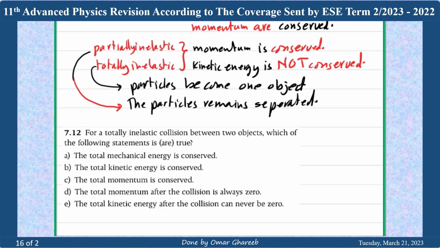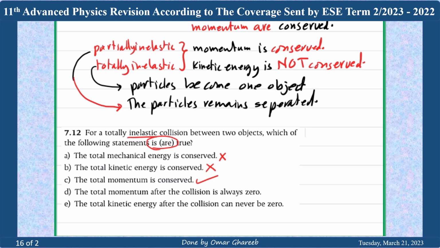For the second question, 7.12, for totally inelastic. Now we have inelastic. Which one is or are true? Maybe there is more than one correct answer. For totally inelastic, the total mechanical energy is conserved. No, there is some dissipation. The total kinetic energy is conserved. No. The total momentum is conserved. Yes, indeed, because it is a collision in an isolated system.